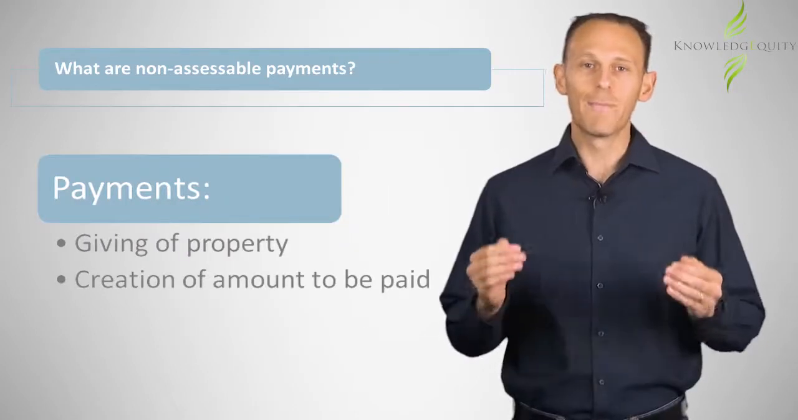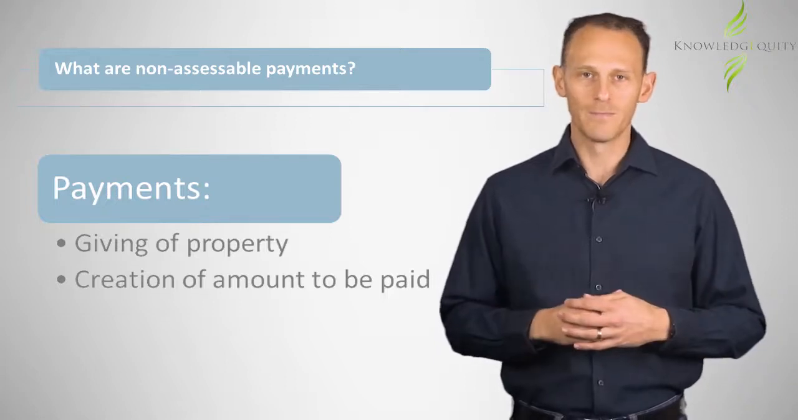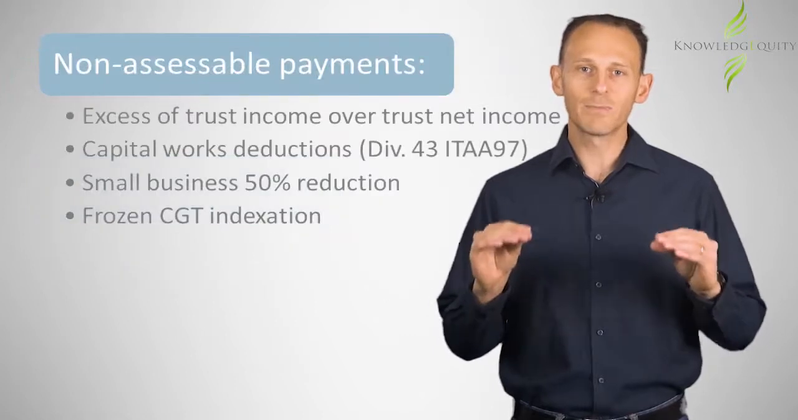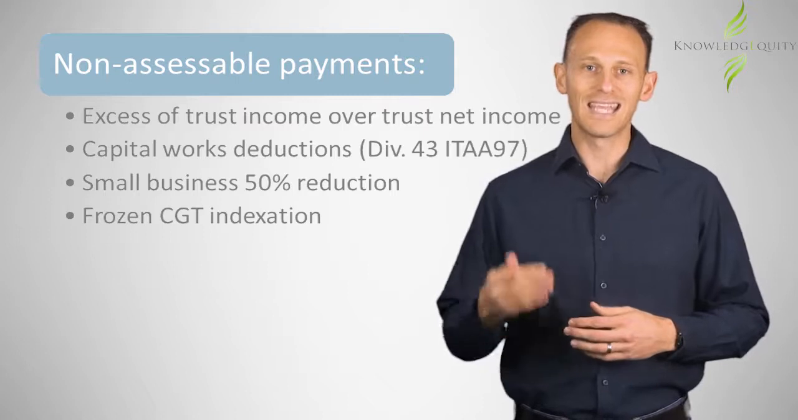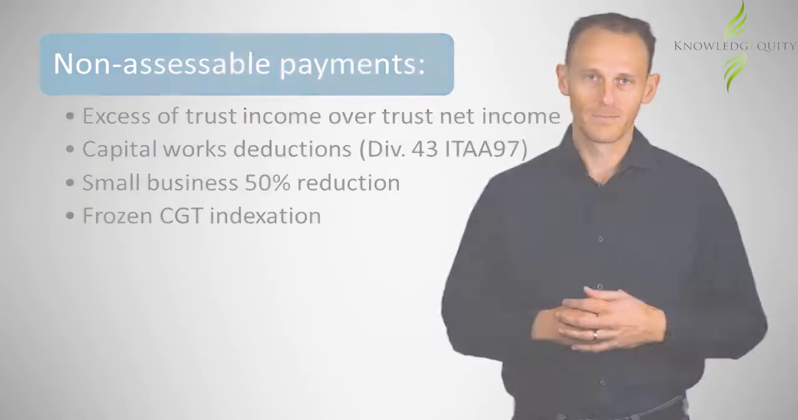Payments can include amounts paid now or at a future date, as well as the giving of property. But CGT Event E4 only captures non-assessable payments, such as tax-deferred amounts arising from the excess of trust income over trust net income and capital works deductions.